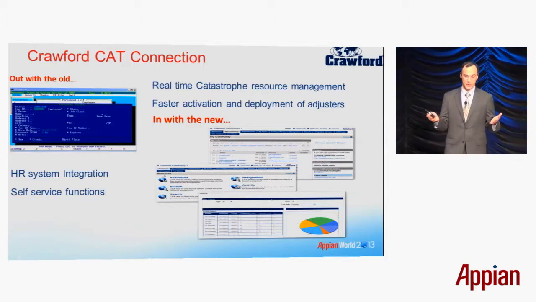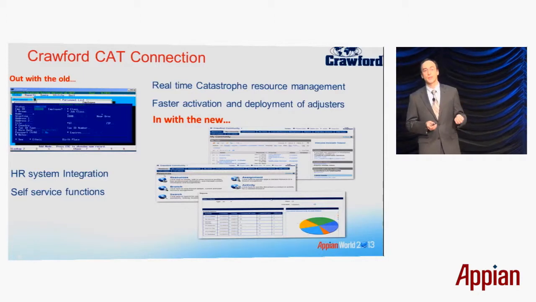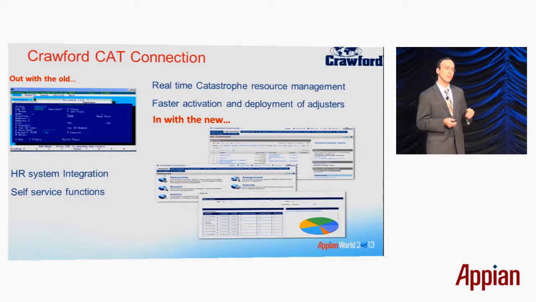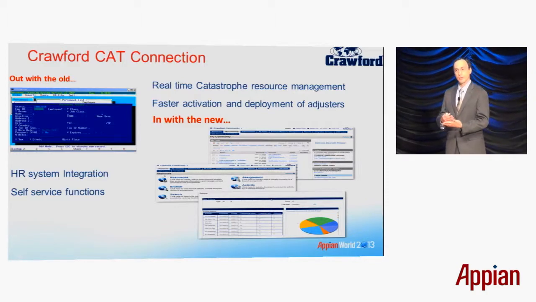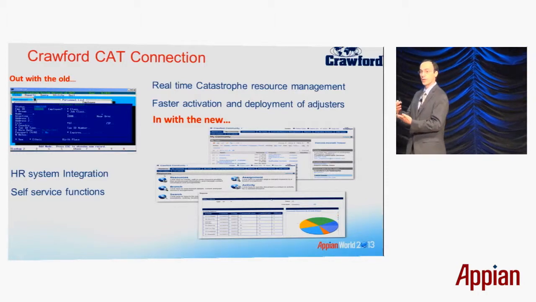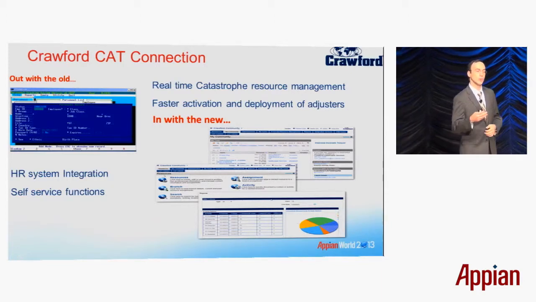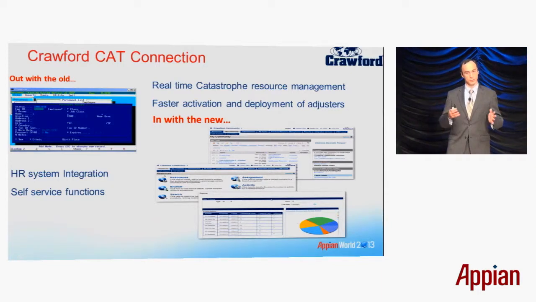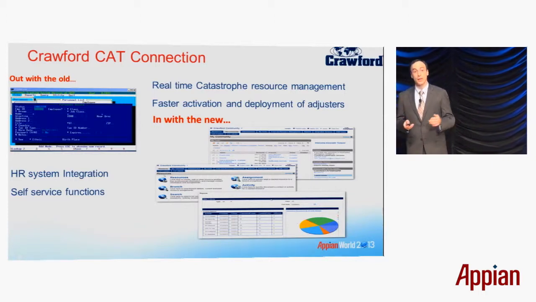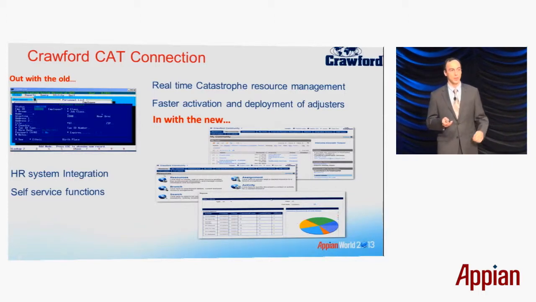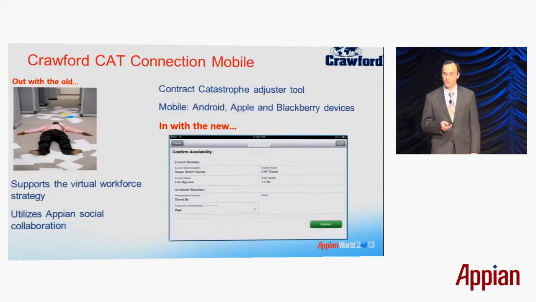It actually gives the command center all the information they need. And it has self-service capabilities in which adjusters can log in and provide their profile, update their profile, their specialty, their location, their availability, everything. And then those rules are used to assign the resources to the events. And so it has enabled us to deploy and activate a CAT operation very quickly.